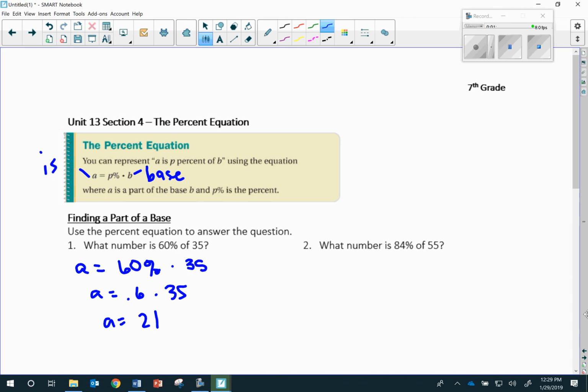Same thing with number 2. What number is 84% of 55? A equals 84% times 55, which would be 0.84 times 55, and I'll let you finish that one.